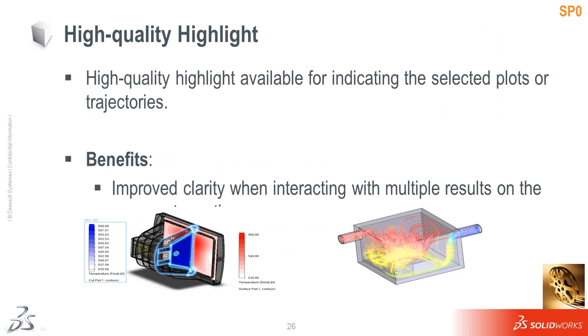The ultimate objective of a CFD simulation is to get valuable information so users can easily compare design alternatives and choose the best one for performance and quality. When dealing with multiple plots or trajectories to review key results at different locations, the new high-quality highlight tool helps users distinguish contours of different parameters in one plot. This is available for indicating the selected plots or trajectories.